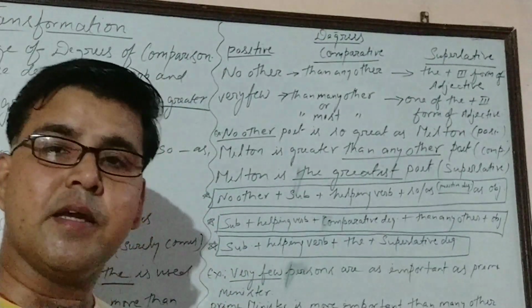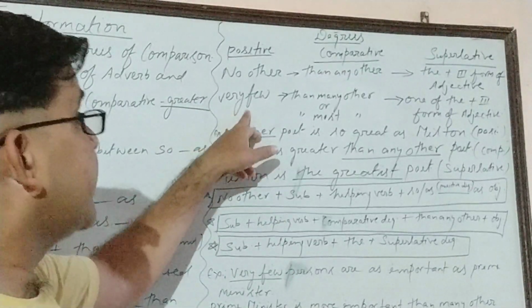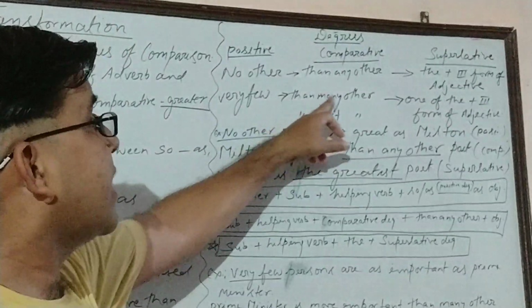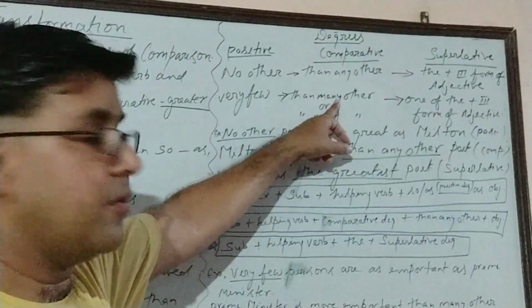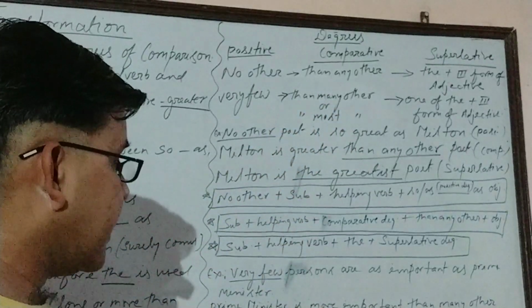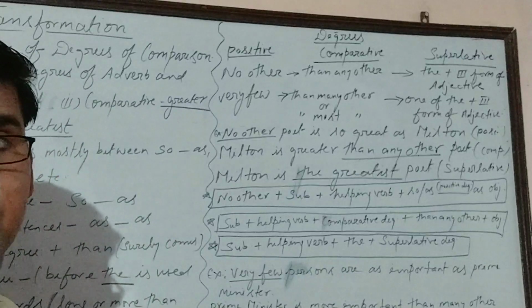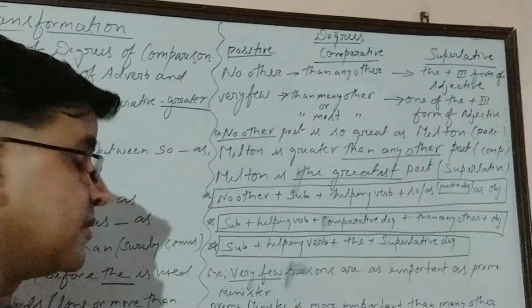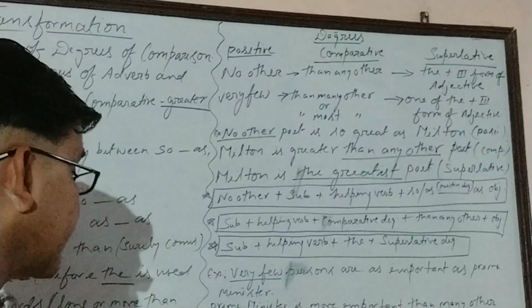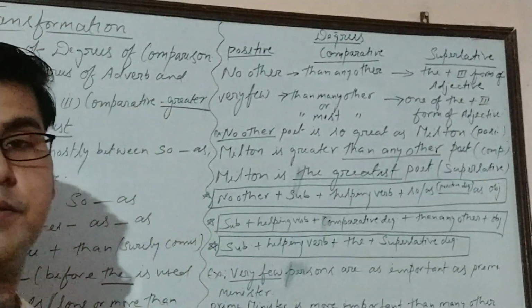Why are we using many other? As I told you, when your sentence starts with very few, then in comparative we have to use than many other. Look at the board. Than many other, any नहीं आएगा यहाँ पे. Okay. So Prime Minister is more important than many other persons. Many other means what? For plural object. Many other persons. In superlative, Prime Minister is one of the most important persons.